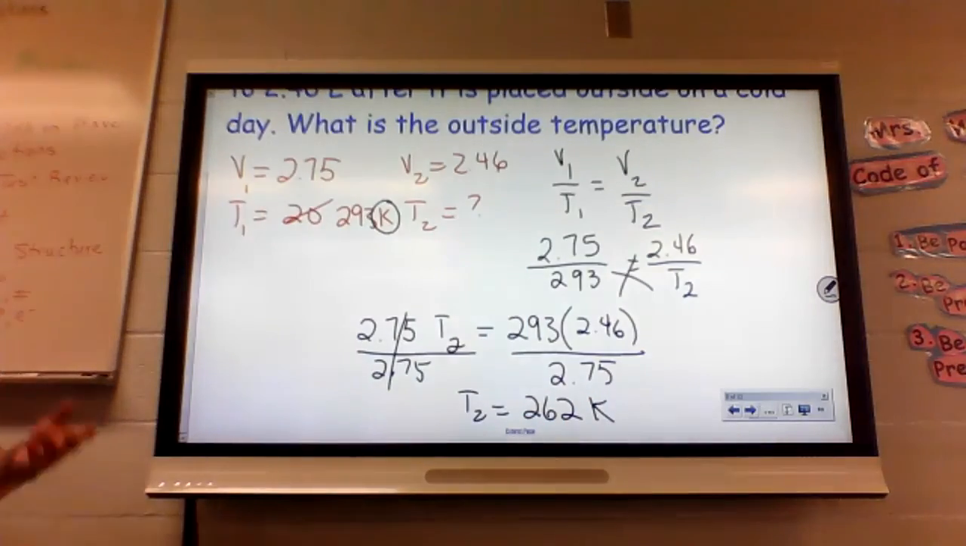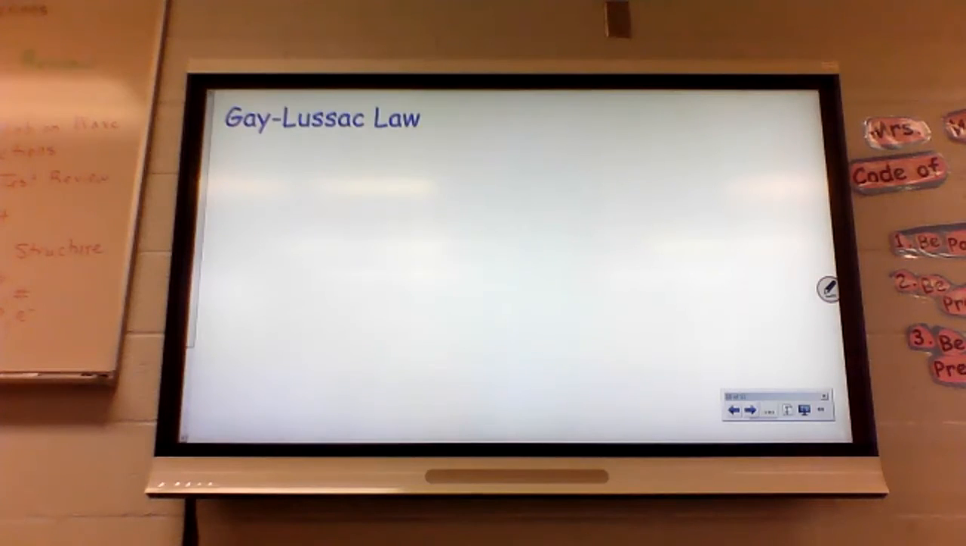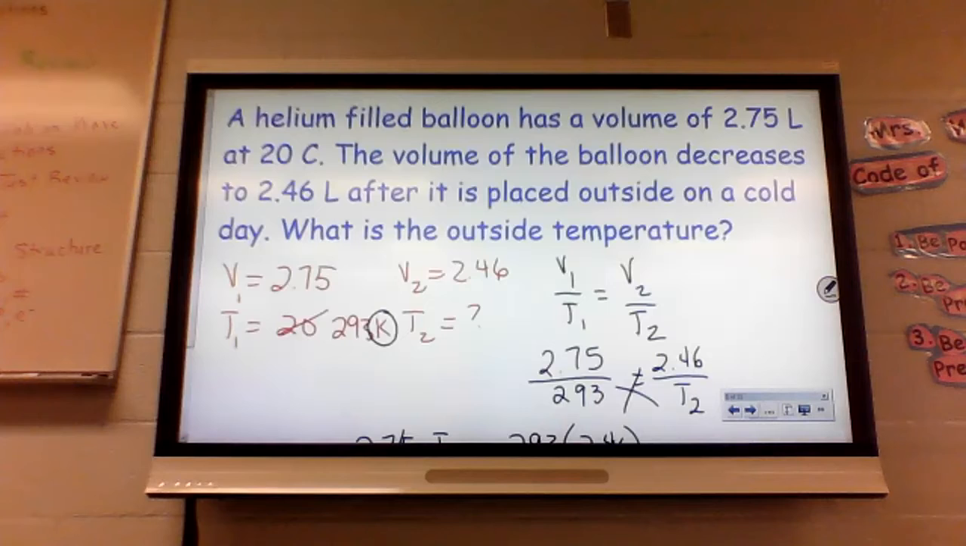Now, did the question say to change it back to Celsius? No. I would not change it back to Celsius. I would only do that if it said change it back to Celsius. Yes, you could get a negative number. If it said change it back to Celsius, it's very conceivable it could be a negative Celsius number.